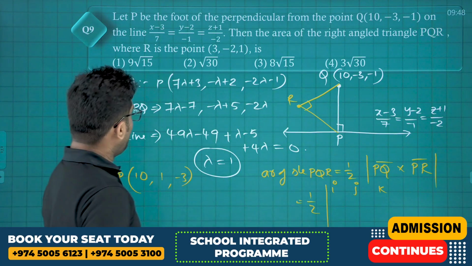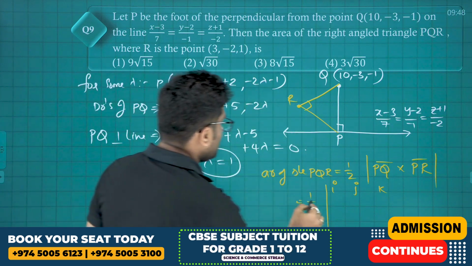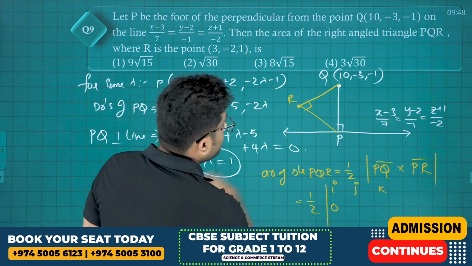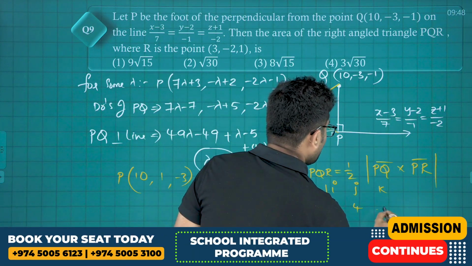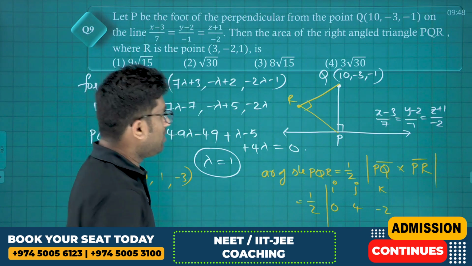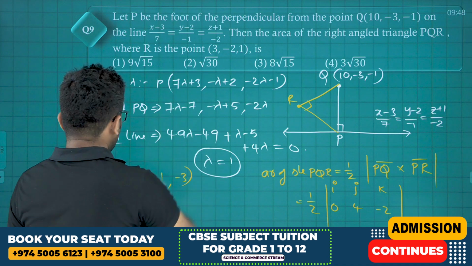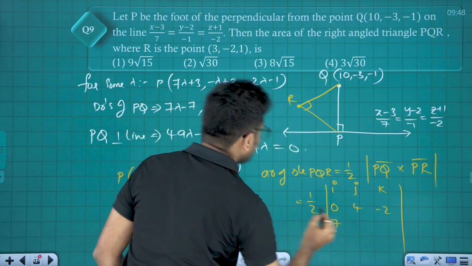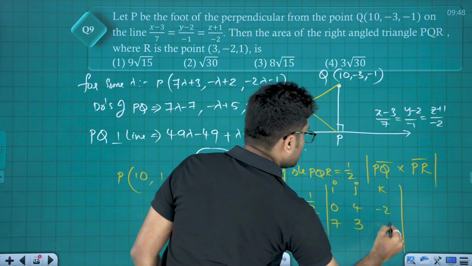IJK, PQ bar. We know P, we know Q. So 10 minus 10 is 0. Next 1 plus 3 is 4, minus 3 plus 1, which is minus 2. That is PQ bar. PR bar: this is R. 10 minus 3 is 7. 1 plus 2 is 3, minus 3 minus 1, which is minus 4.